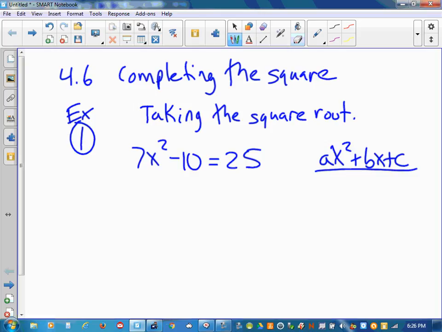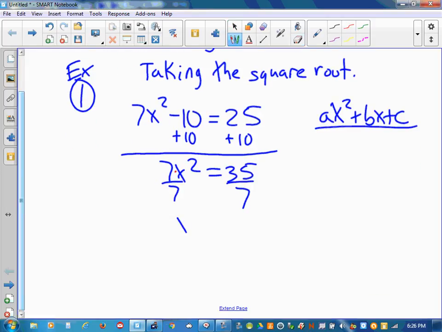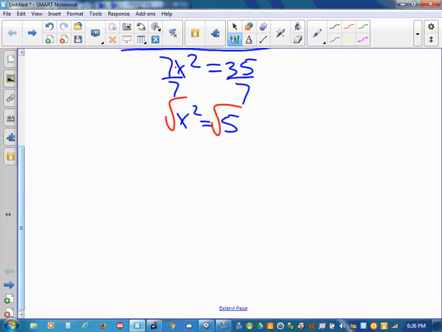So normal algebra steps. Add 10 to each side. And there's multiplication happening between the 7 and the x squared, so I'm going to take care of that multiplication by dividing each side by 7. And I get x squared is equal to 5. 5 times 7 is 35. Then I take the square root of each side of the equation, because the opposite of squaring is to take the square root. So I get x equals the square root of 5.